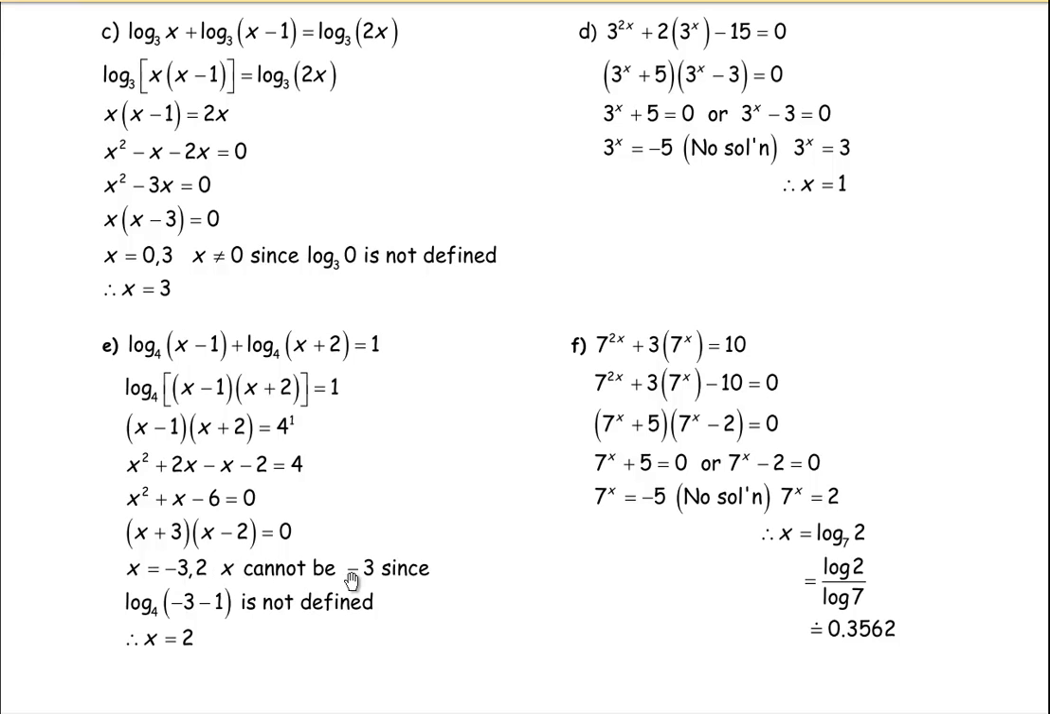Now x can't be negative 3. Because if I put negative 3 in place of x here, then that's going to be a negative 4 that I'm taking the log of. And so that's not defined. So x could be 2. If you put 2 in here, that's positive, and 2 in there, that's positive, and that's okay. So the only solution here would be 2.